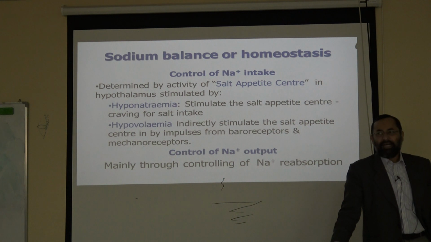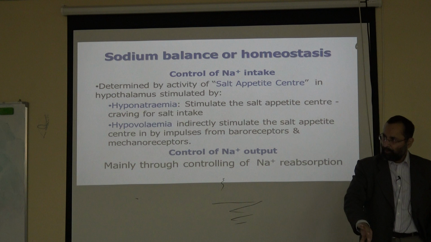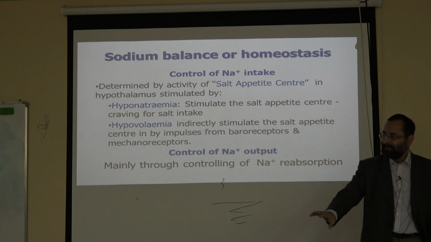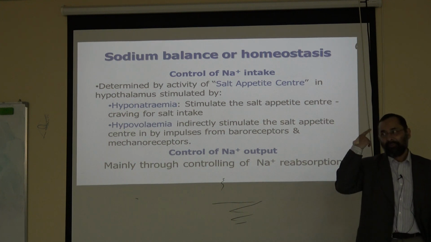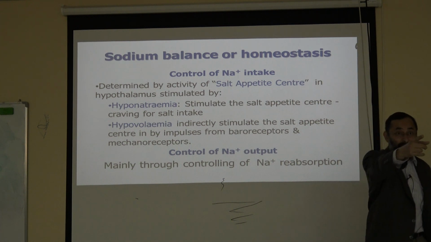When we have hyponatremia or hypovolemia, or whenever the sodium is getting imbalanced or low in the body, whatever the reason may be, you will have this desire coming from the hypothalamus. And this needs a proper working of the hypothalamus.